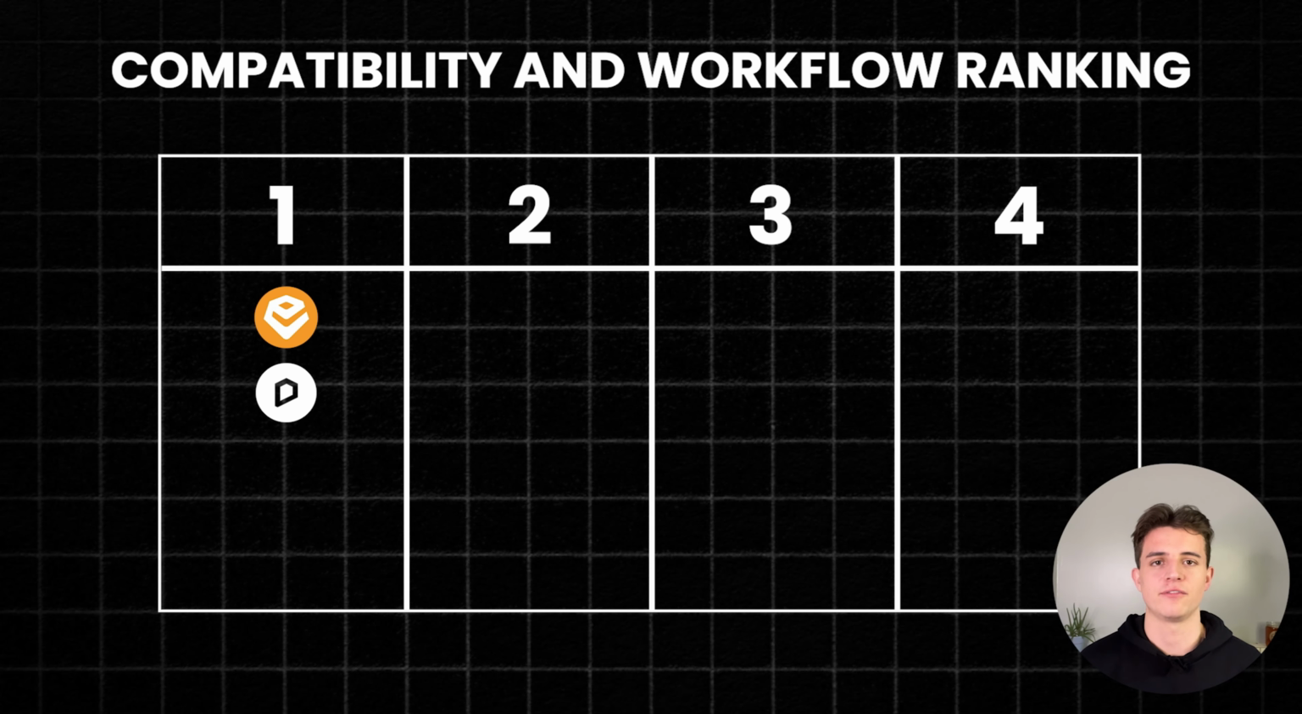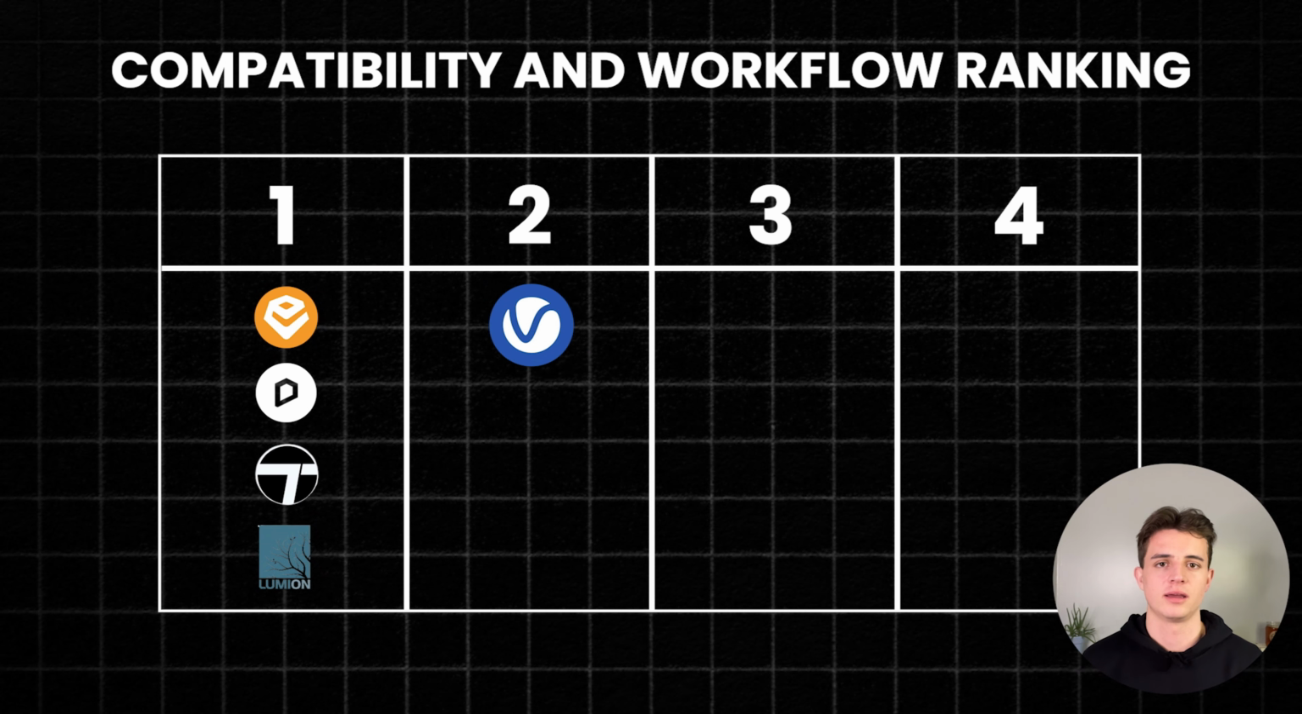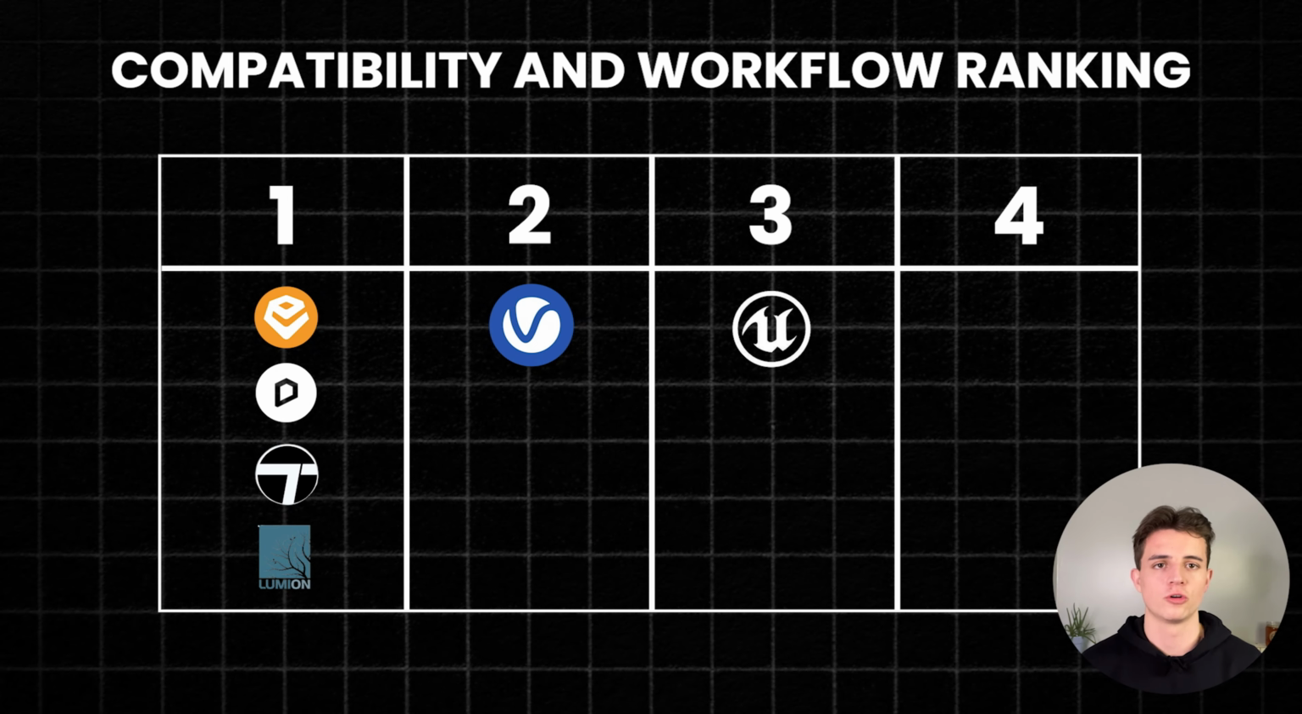The next category is compatibility and workflow. I put Enscape, D5, Twinmotion, and Lumion all at number one because they have really good workflow with 3D modeling softwares, allowing Live Sync and other plugins to combine and simultaneously work between both programs. I put VRay at second because it also has a similar integration, but it's a little bit more confusing than the other softwares. I put Unreal Engine at number three because although it doesn't integrate well with the 3D modeling softwares, you do have a good workflow between Unreal and Twinmotion.